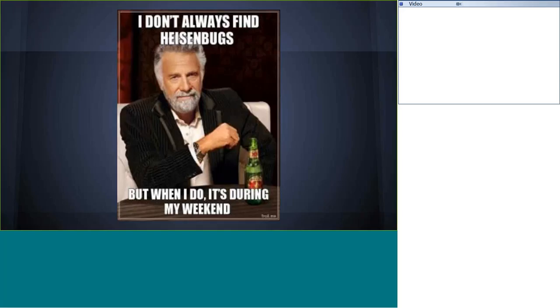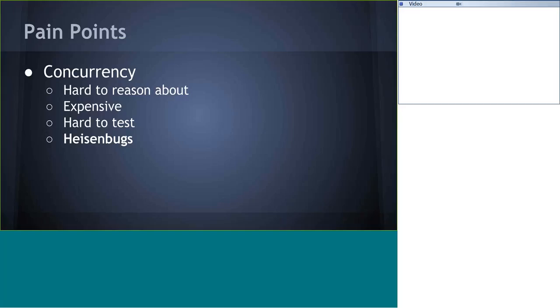The community sometimes likes to call these Heisenbugs. It's kind of funny. So we'll call them Heisenbugs. So really destructive, damaging, hard to reproduce bugs.